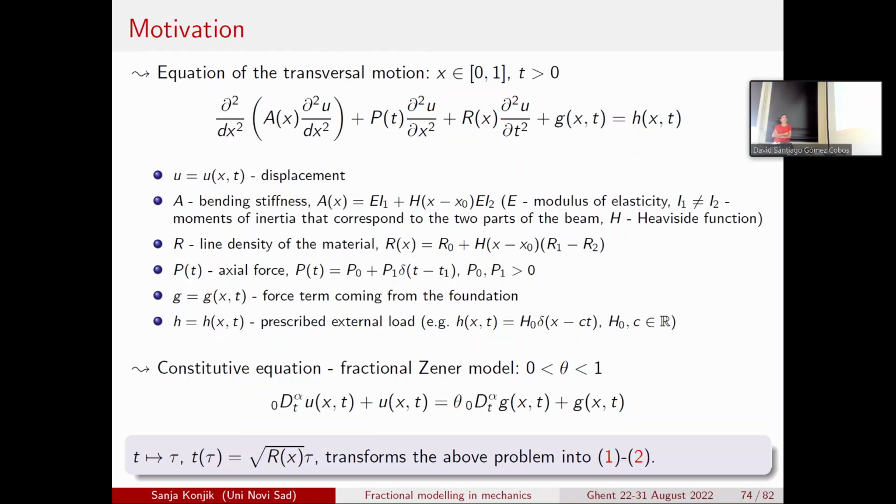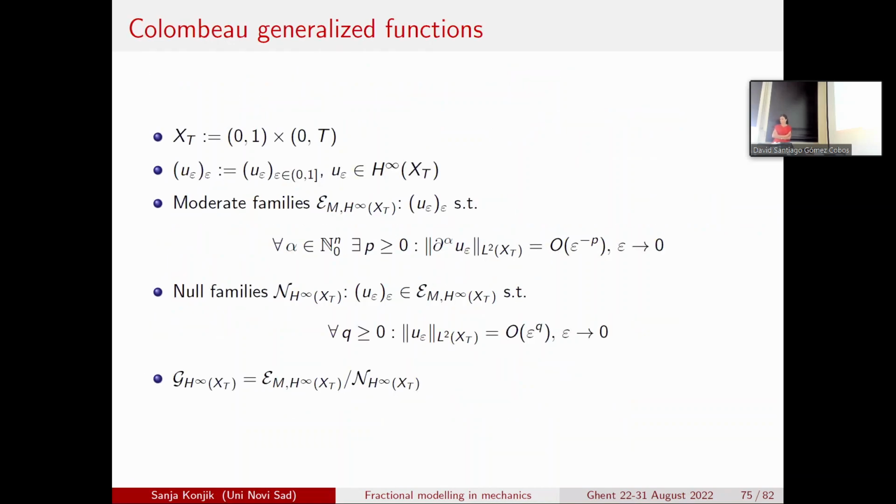Since we have distributions in these coefficient functions, we considered the most appropriate setting for treating that problem, the algebras of generalized functions in the sense of Colombeau. I don't know how familiar you are with the notion of Colombeau generalized functions, but I'm sure that most of you are familiar with the notion of the very weak solutions concept, which is a kind of similar notion.